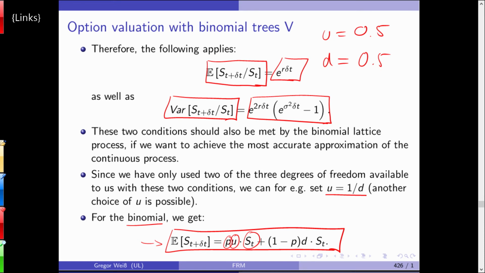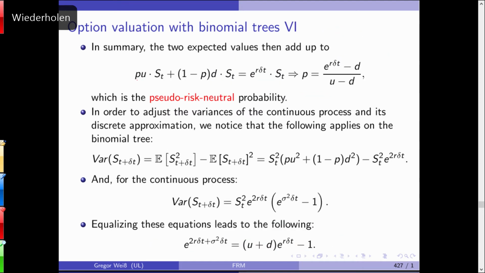And in summary, if we know that this here should be equal to this on the binomial lattice, and in the continuous case, ideally we would get this here, we can simply rearrange it, and we see that P·u·S_t plus (1 minus P)·d·S_t should equal the exponential function of r times delta t times S_t. And again, you will get this. And this is actually how you can come up with this pseudo risk-neutral probability we've seen on a couple of slides before.